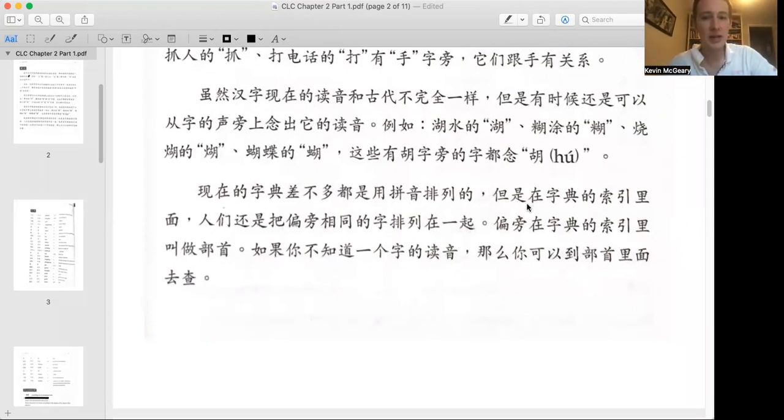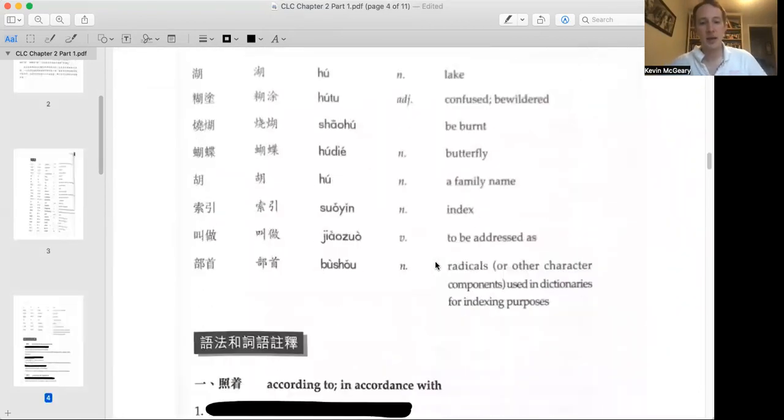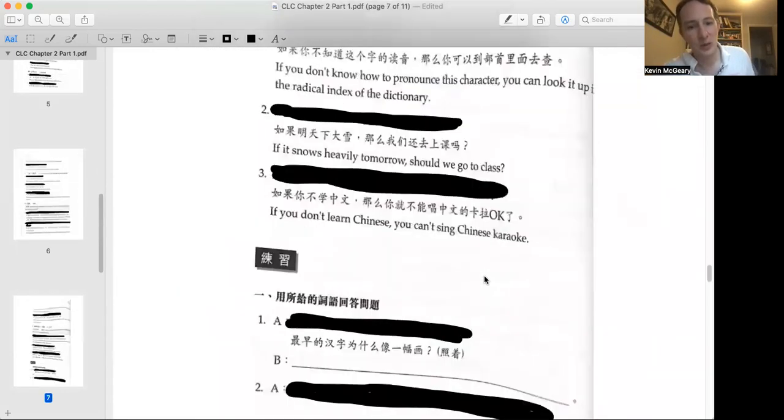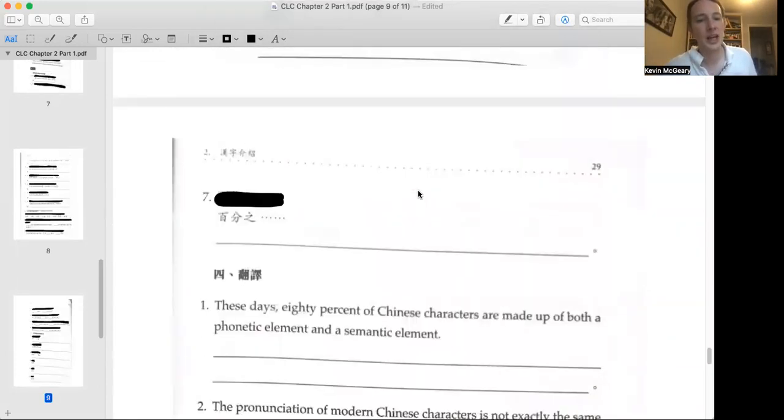但是在字典的搜音里面, but in the dictionaries, the index section, 人们还是把偏旁相同的字排列在一起. People use radicals, the components, to look up a character. 偏旁在字典的搜音里面叫做部首. That's the name of that section of a dictionary, the 部首. 如果你不知道一个字的读音，那么你可以到部首里面去查. You look up characters according to how many strokes they have, how many strokes of the pen. It's strikingly inefficient. Also, this book was published in 2002, so nowadays there are far more efficient ways of looking up words that you don't know. You can simply draw the character on the screen of your phone using an app called Pleco.